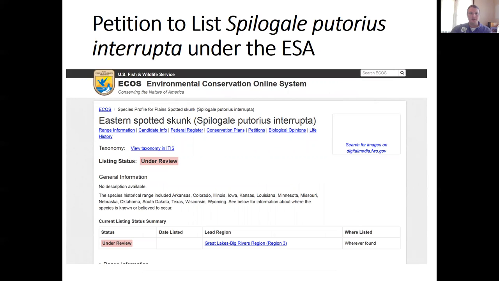It's no surprise to this group, but part of the relevance of our study is that the subspecies putorius and interrupta, the plains spotted skunk, is being considered for listing as endangered under U.S. Fish and Wildlife due to a number of strong, significant declines as documented by Dr. Gompper and his colleagues.